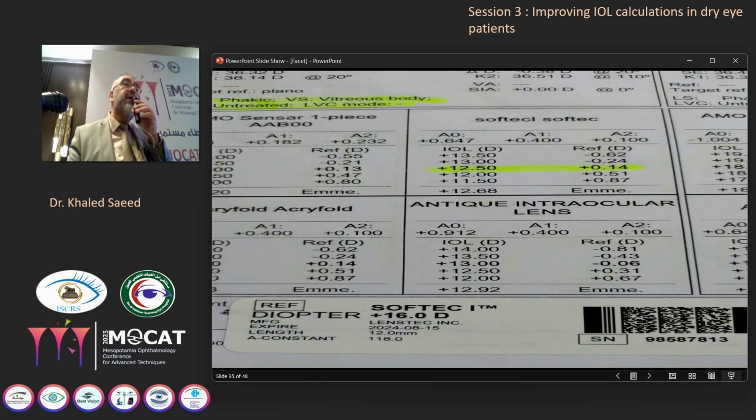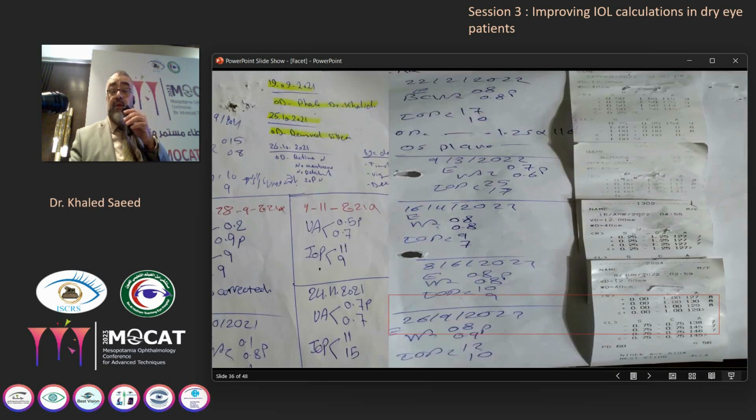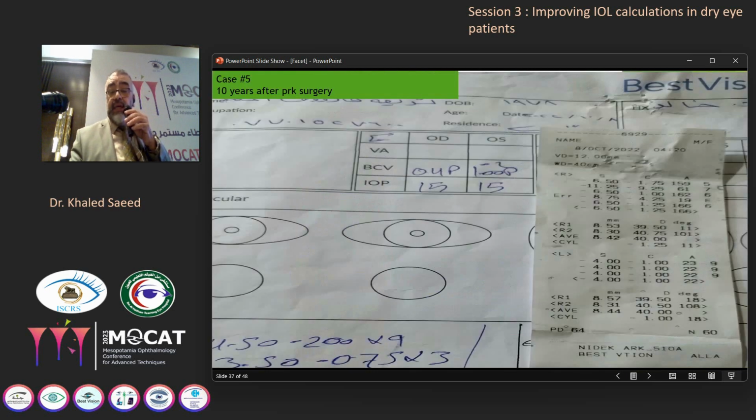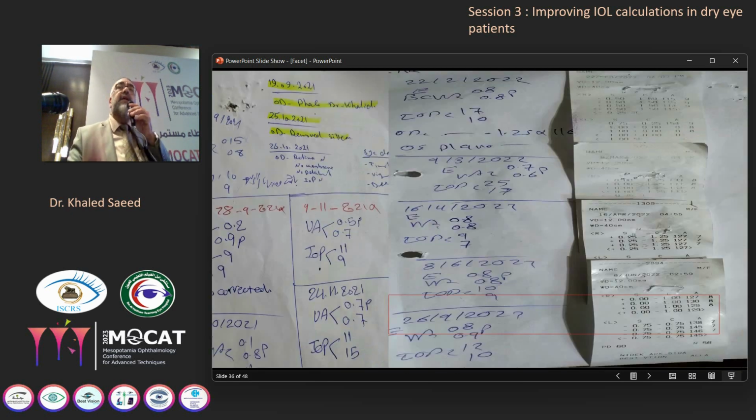I put a 16 diopter IOL for her, and the result was really amazing. The patient had LASIK surgery, and then retinal detachment, and then vitrectomy, and with silicone, then silicone removal, and IOL implantation, and now she has 0.8 vision.